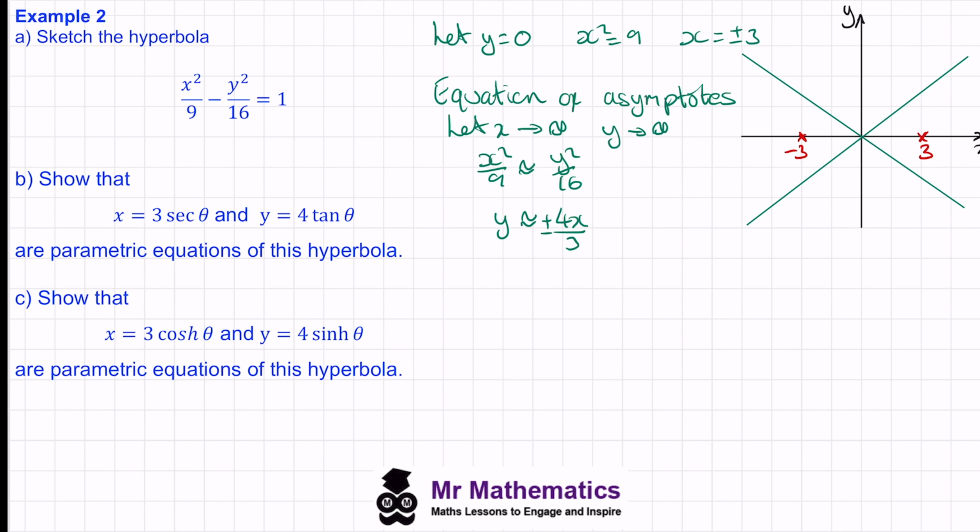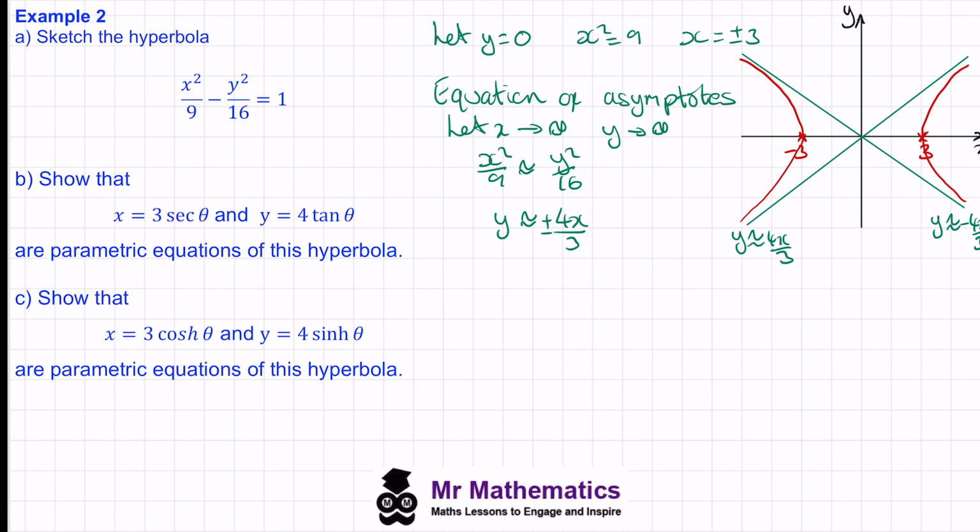So the equation of this asymptote will be y is approximately 4x over 3, and for this one, y will be approximately negative 4x over 3. So our hyperbola will be here for the negative values of x, and here for the positive values of x.